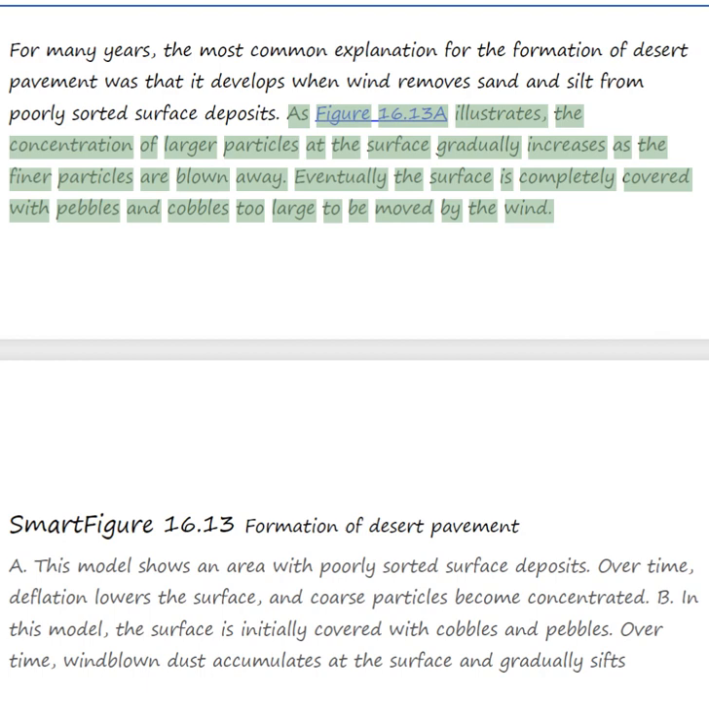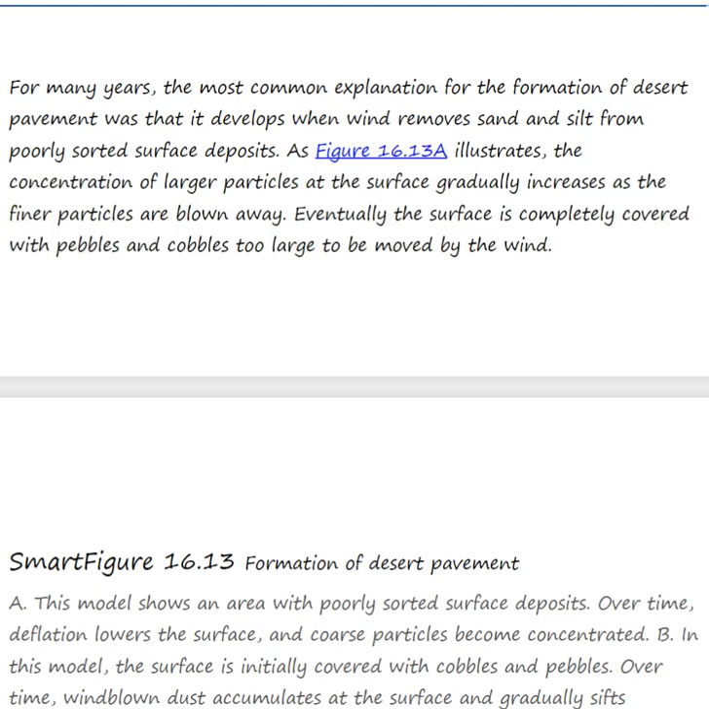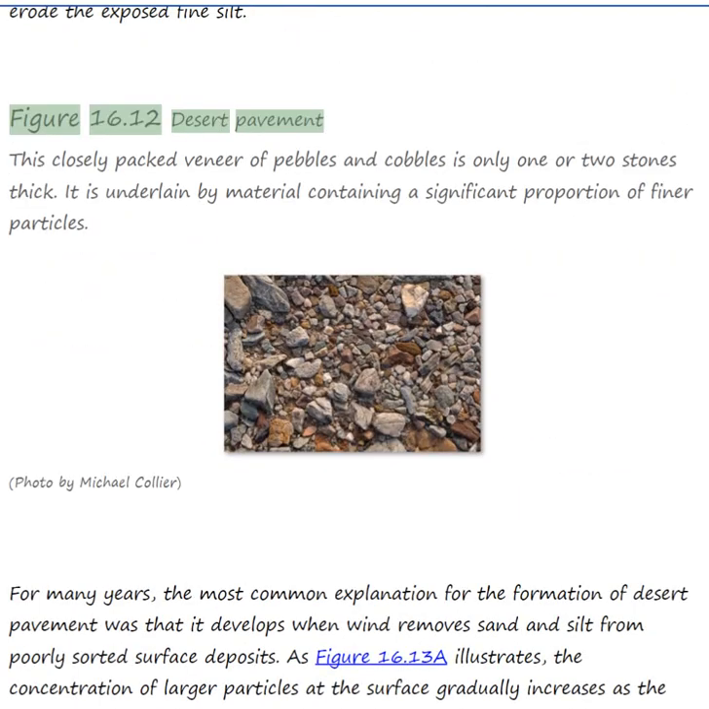As Figure 16.13a illustrates, the concentration of larger particles at the surface gradually increases as the finer particles are blown away. Eventually the surface is completely covered with pebbles and cobbles too large to be moved by the wind. Figure 16.12 Desert pavement.